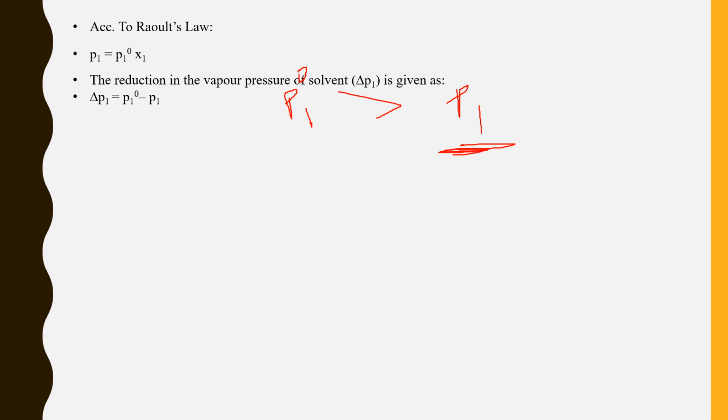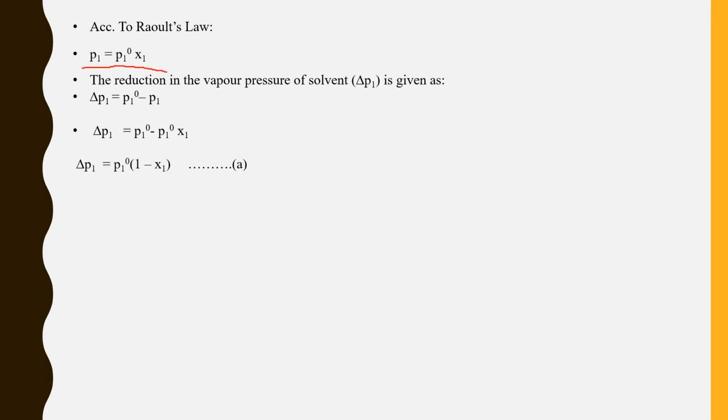So as we denoted the reduction in the vapor pressure of solvent, delta P1 will be equal to P1 naught minus P1. Here also, on putting the value of P1 from Raoult's law, we will get delta P1 equal to P1 naught minus P1 naught into x1. Now taking P1 naught as common, we will get equation A.